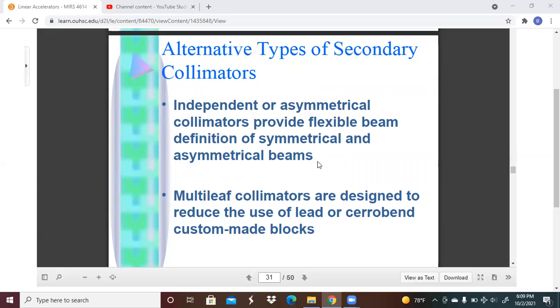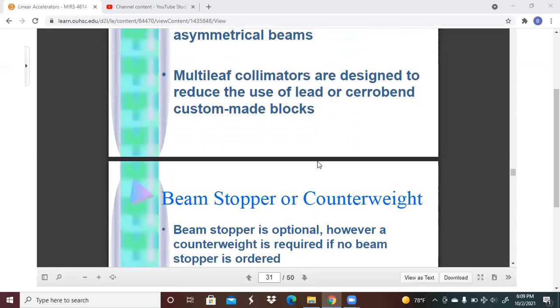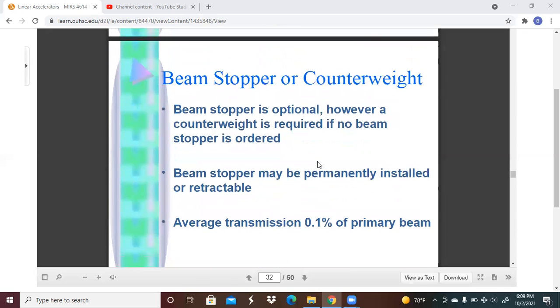Multi-leaf collimators, or MLCs, are designed to reduce the use of lead or Cerrobend custom-made blocks, which nowadays, it's pretty commonplace to have MLCs rather than that, although it can exist in certain places.